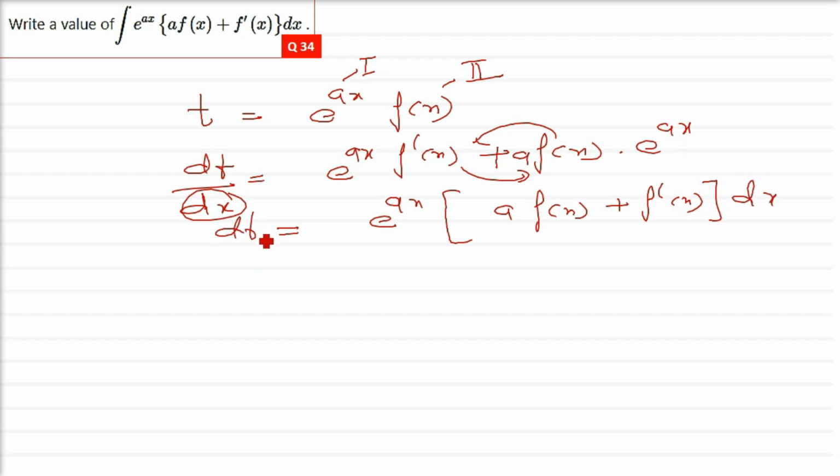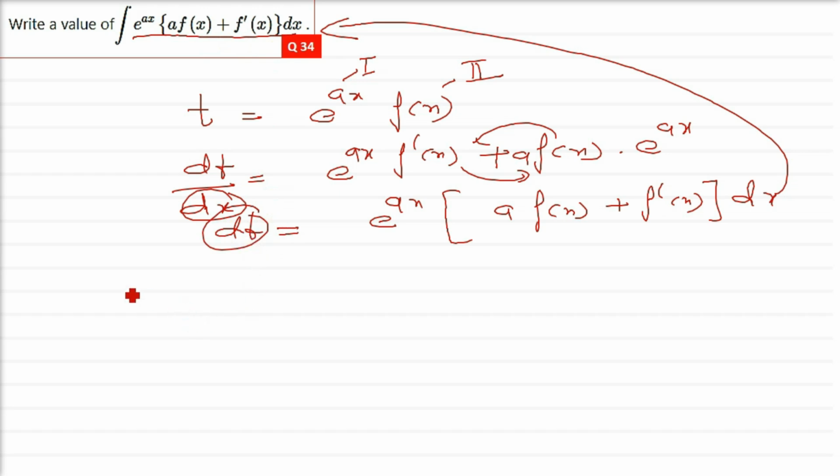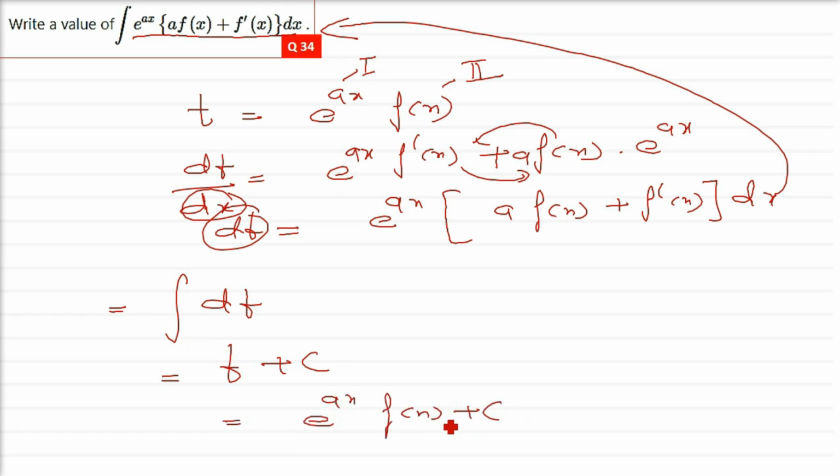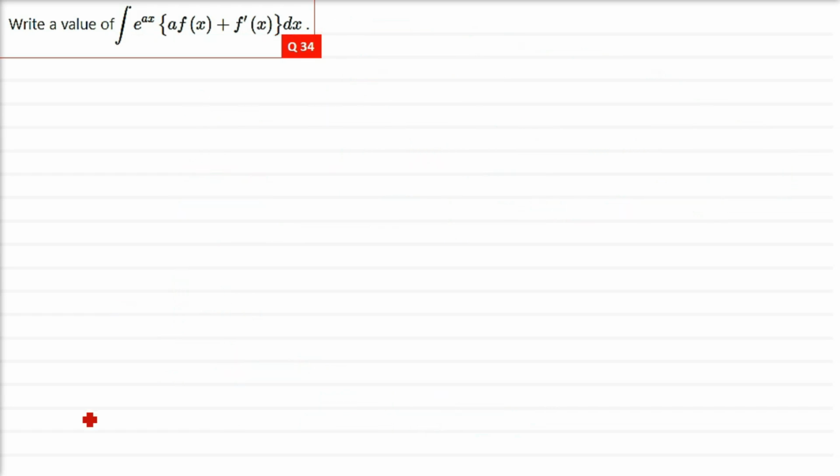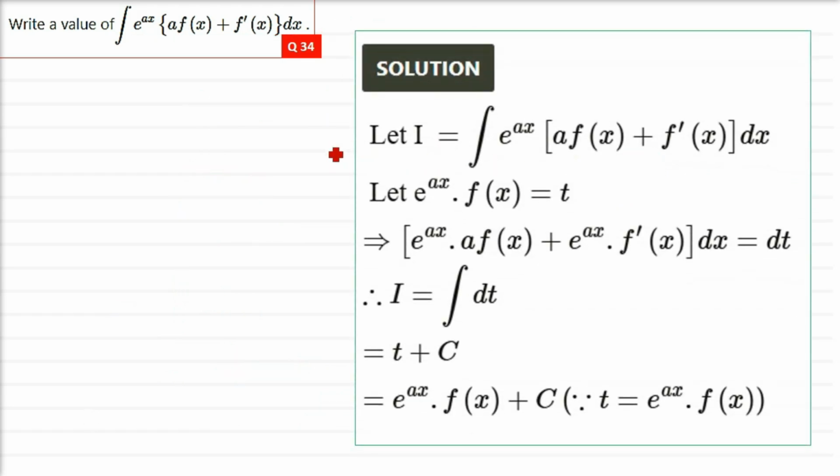So this dx I am bringing on the right, dt will be equivalent to what we have in the question. So this whole question, after taking t equals e raised ax fx, we have got it as dt. So you are actually integrating dt only, which will come as t plus a constant of integration, and t was initially taken as e raised ax fx, that we are going to replace just now. So e raised ax fx plus constant of integration is your final result. This is how it will be done. This is a very straightforward question. Only if you put t equals this one, then you are able to solve it.